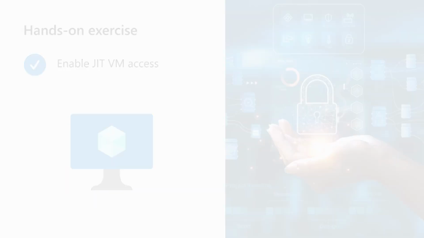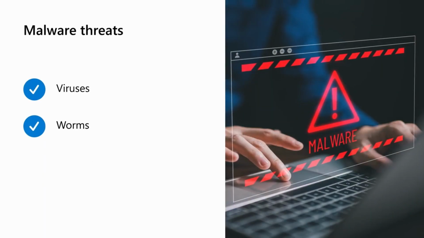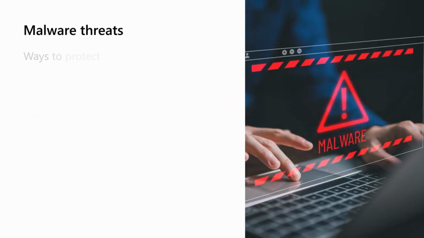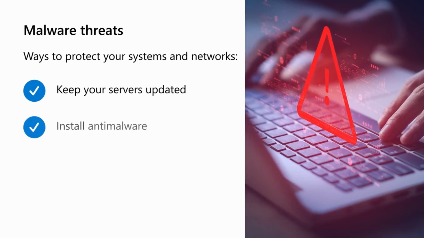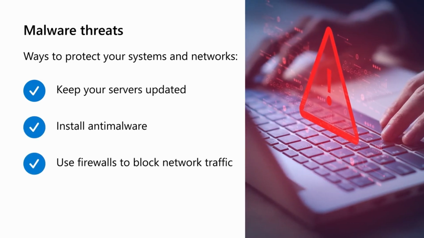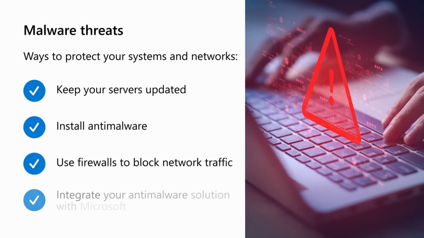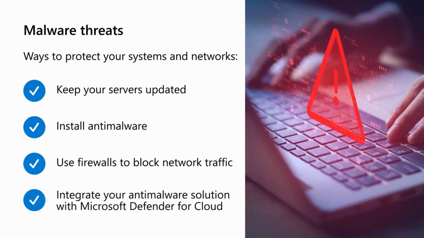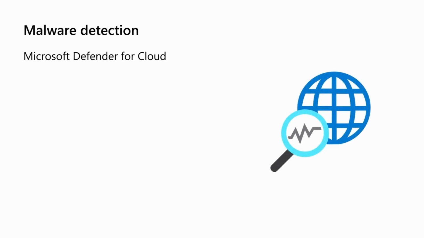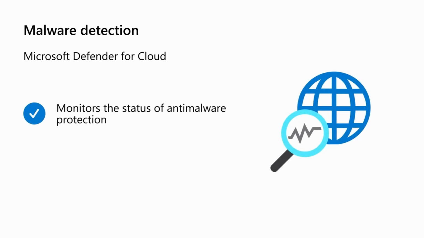You also learned about the forms of malware: viruses, worms, and Trojan horses. You learned that you can protect your systems and networks from malware by keeping your servers up to date, installing anti-malware, using firewalls to block network traffic, and integrating your anti-malware solution with Microsoft Defender for Cloud. Next, you discovered that Microsoft Defender for Cloud monitors the status of anti-malware protection for your VMs by identifying security issues that might make your VMs and computers vulnerable to malware attacks.